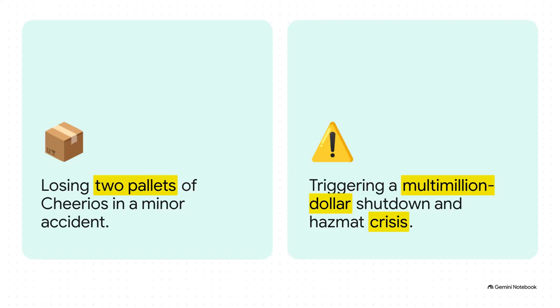Right off the bat, we've got to establish the wildly different stakes here. I mean, a simple detour or a fender bender for a standard dry van probably just means some late groceries. Maybe you lose a couple pallets of Cheerios, it's really no big deal. But for bulk liquids, an improper route can trigger a multi-million-dollar factory shutdown, or worse, a massive hazmat crisis with raw materials washing across an interstate. It's an entirely different ballgame.